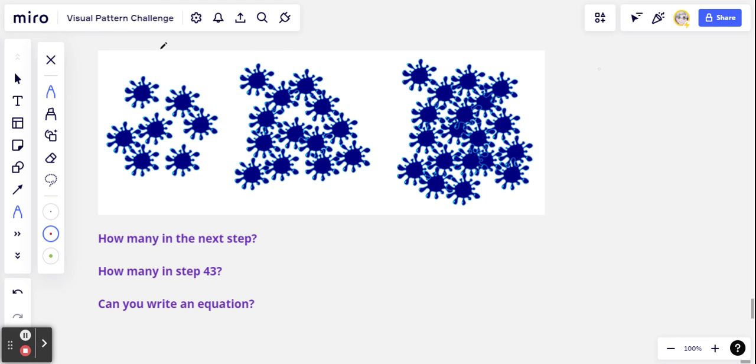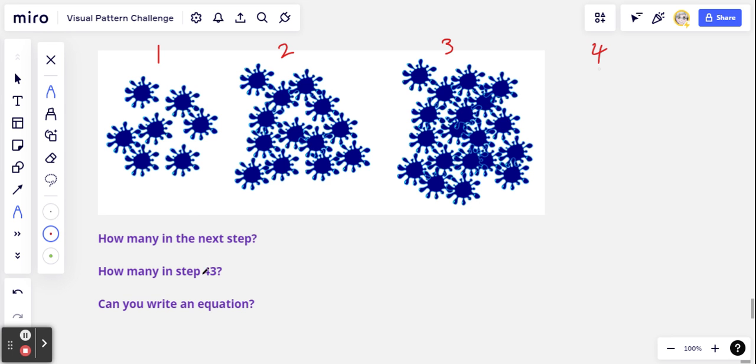Here is our pattern today. Here's step 1, here's step 2, here's step 3. And your challenge is to predict the number of paint splotches in step 4. If you can do that, can you predict the number in step 43? And can you write an equation that could be used to predict the number of paint splotches in any step at all? That's the challenge. If you'd like to accept it, pause the video and see what you can do.